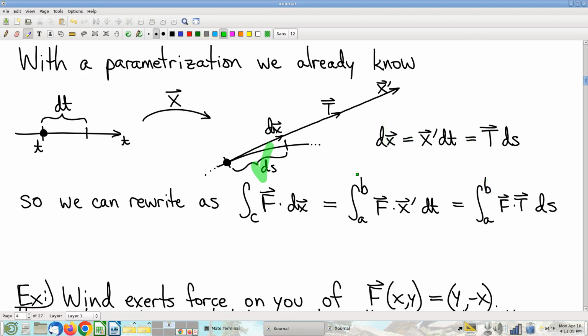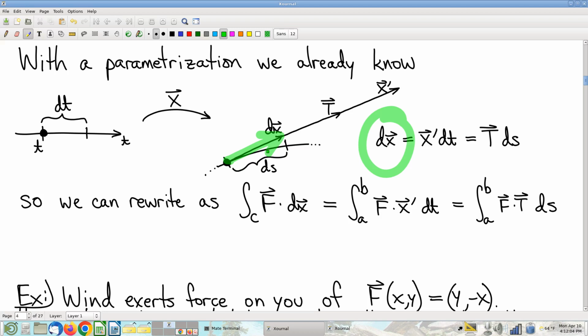Here's a different way to say it. This vector dx, you can see it in the picture right here. dx tells me everything I could want to know about this little piece of curve. By its magnitude, it tells me how big this piece of curve is. By its direction, it tells me the orientation of this piece of curve. This one vector entirely describes everything relevant about that piece of curve.